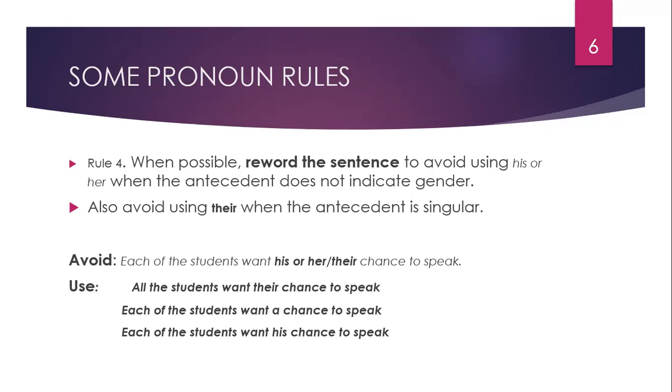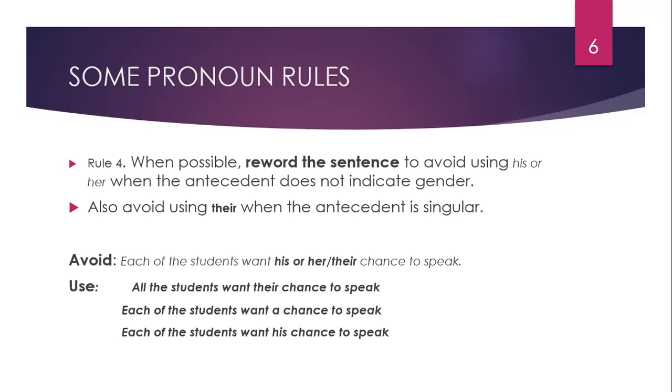So instead of saying, for instance, each of the students wants his or her or their chance, you can just reword the whole sentence to avoid this complicated construction. So you can say, all the students want their chance. Each of the students wants a chance, all right? Or you can just say, each of the students wants his chance.